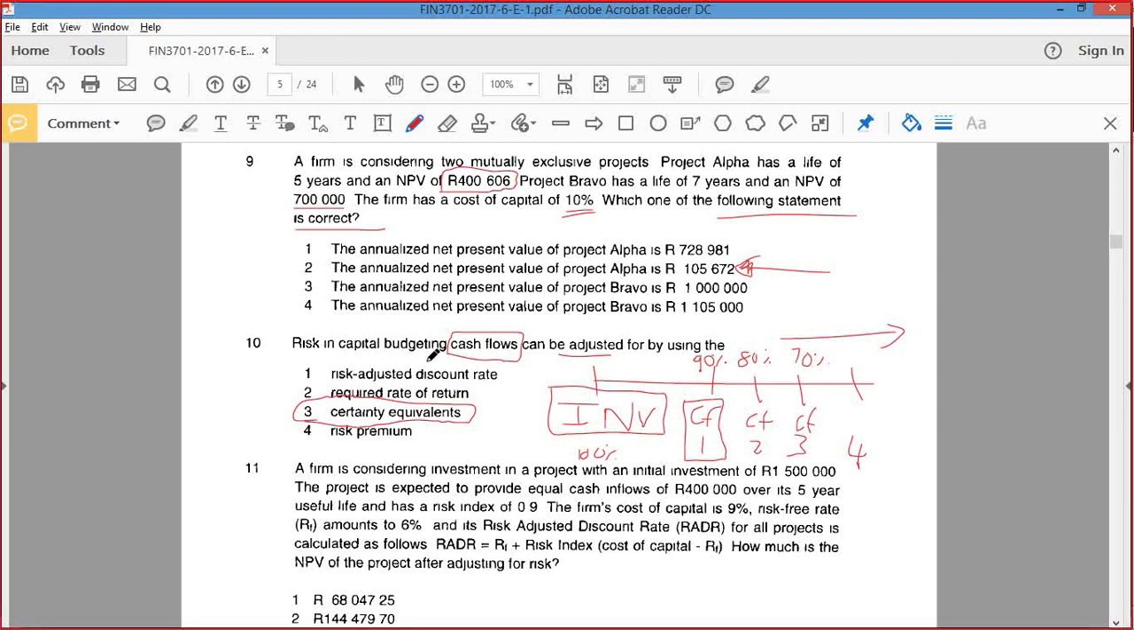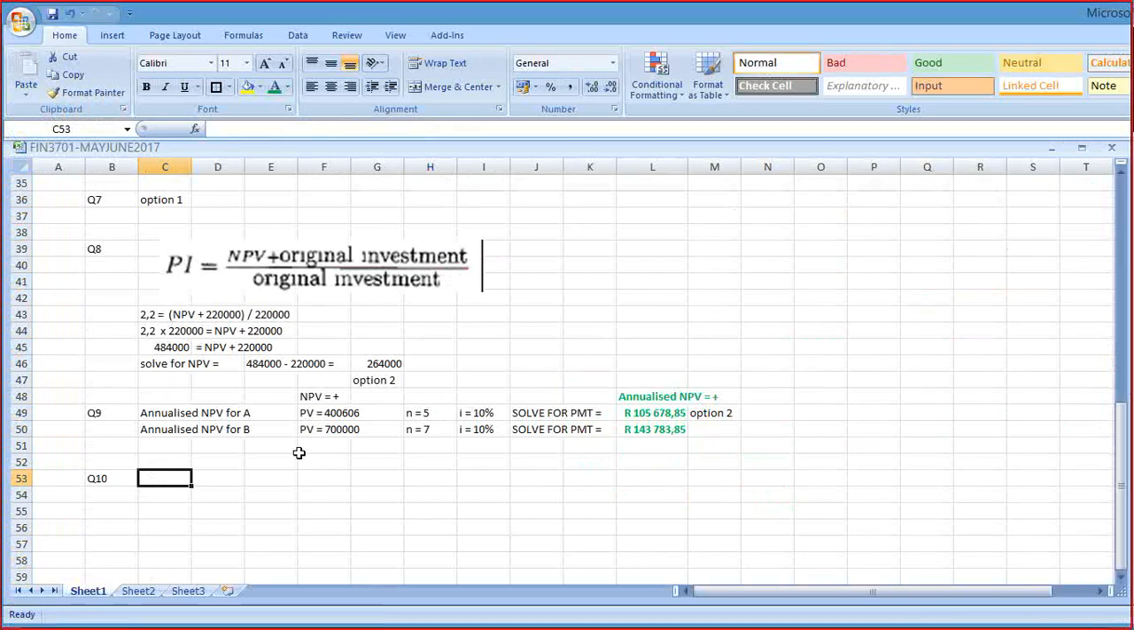So how do we adjust for risk when looking at cash flows? We build in certainty equivalence. It's bringing in probability, it's statistics.